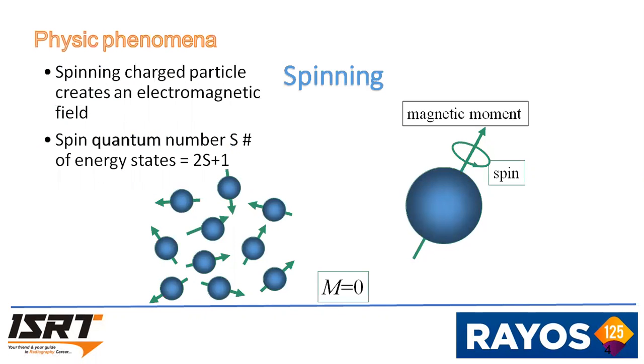Let me come to the first point of the physical phenomena, that is spinning. Spin is a rotation of a proton around its own axis. Spinning of a charged particle creates an electromagnetic field. The spin quantum number is denoted by the letter S. Spin quantum number describes the intrinsic angular momentum of a proton.